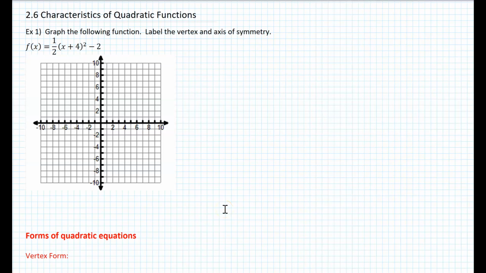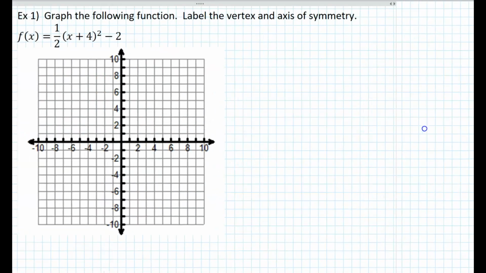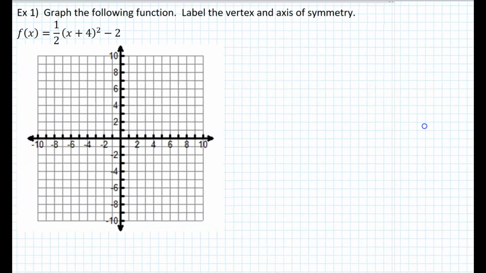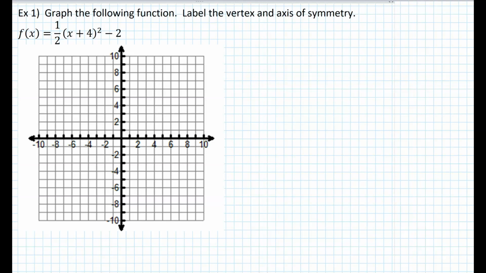Okay, so we're going to look at different characteristics of quadratic functions today. So the first example, we want to graph the following function. We're going to label the vertex and the axis of symmetry. And we have f of x equals 1/2 times the quantity x plus 4 squared and then minus 2 on the outside.